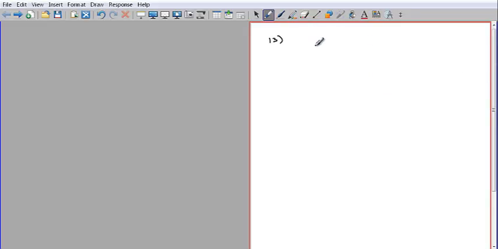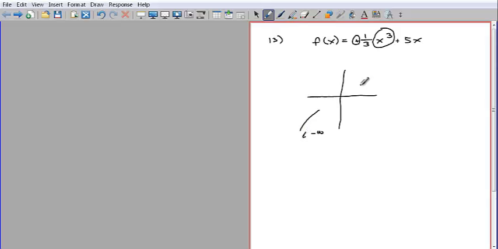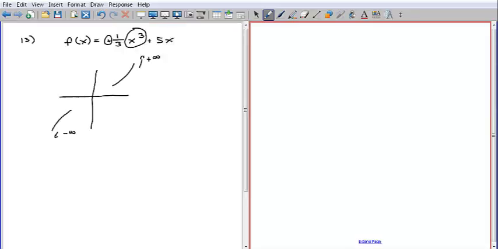So 13 is f of x equals 1/3 x cubed plus 5x. So the only thing we have to look at is that term, and we have to see what the sign is, which is positive because it doesn't say anything else. So what we can say is that the left-hand behavior is going to go down to negative infinity as far as the y value, and the right-hand side is going to go up to positive infinity. Now what goes on in between we don't really know, and we're not really concerned with that at this particular point.